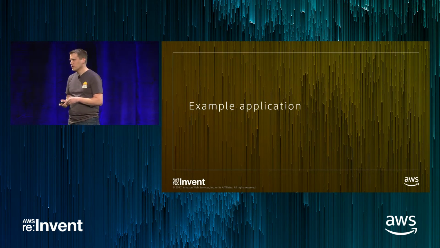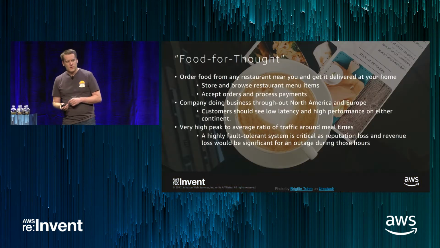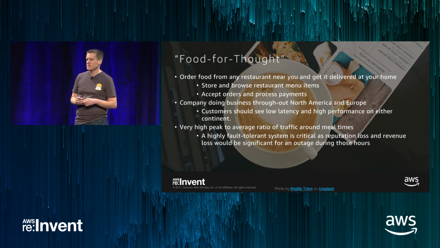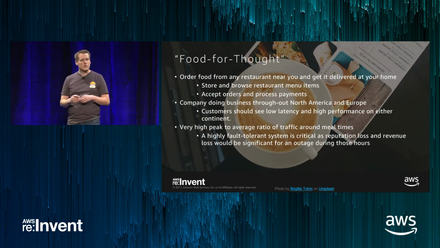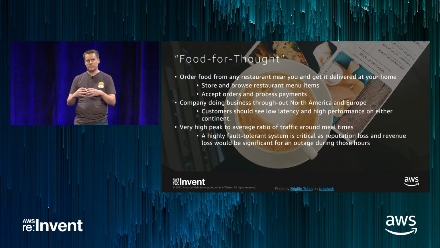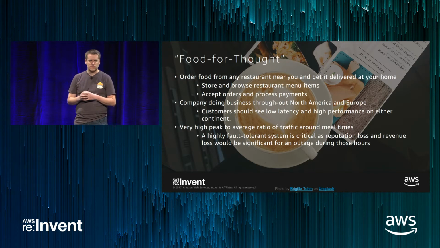All right, so let's first look at the example application. So we have this made-up company. We call it Food for Thought, that allows customers to order food and get it delivered. So they obviously need to be able to browse restaurants, look at the menu, see what they like, create an order, submit the order, and then get the food delivered.